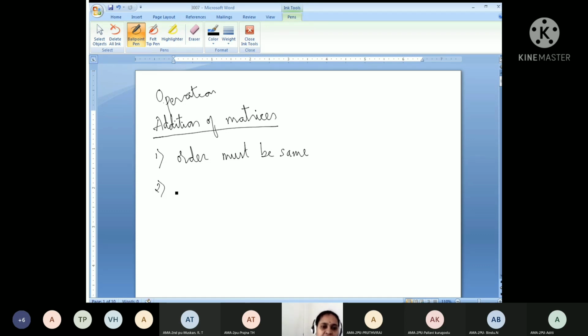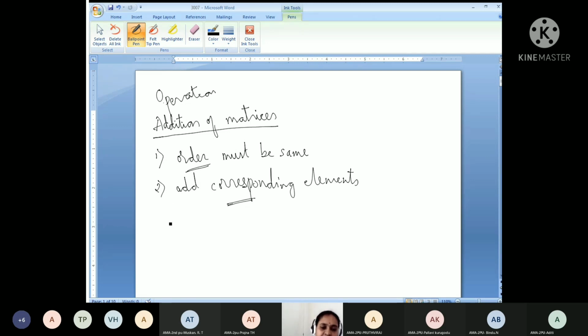The second thing is you have to add corresponding elements. Don't write this, it is not required. Add corresponding elements. See, now have you understood why order must be the same? If order is not the same, how can you add corresponding elements?